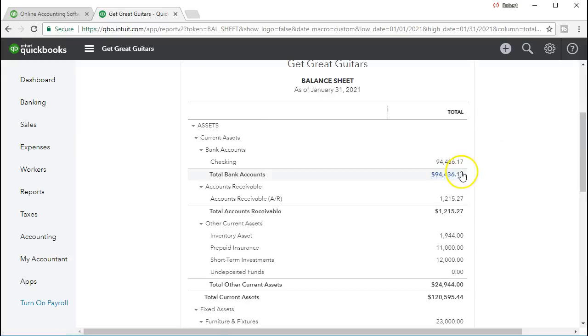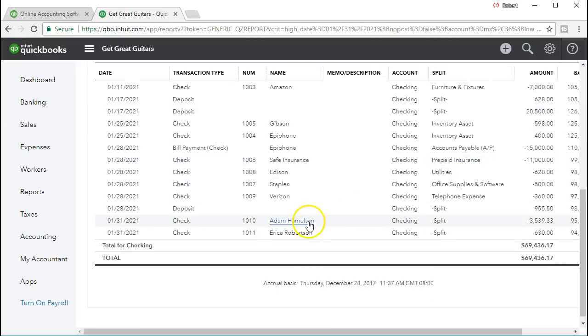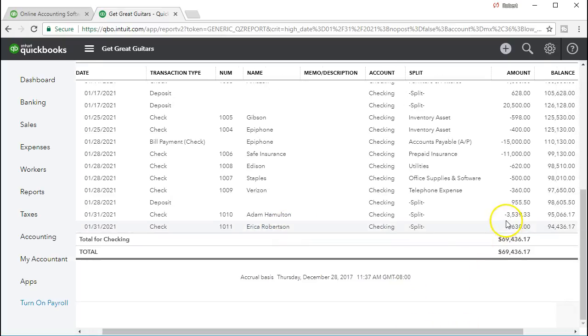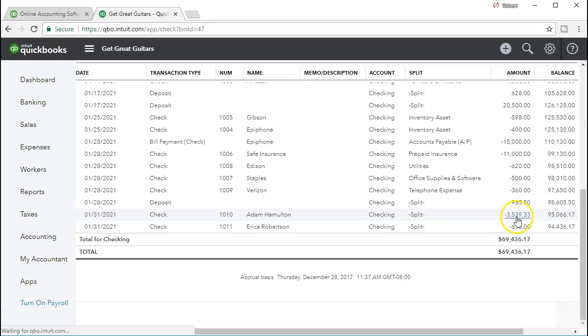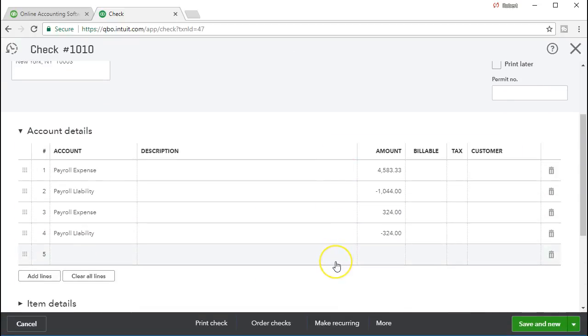So we know that the checking account should be going down by the two checks we wrote. So if we select that item and we scroll down, there's Adam and Erica, and there's how much the net check was for. So these should match up then to the net check and to the amount actually decreased in our checking account, the amount that we can then tie out to when we reconcile the bank account. If we select those items, then we see our check and we can see some of the detail here.